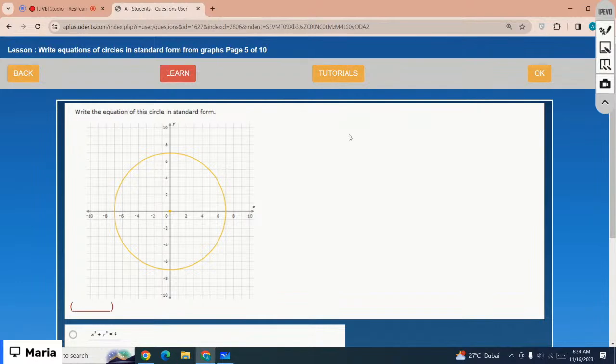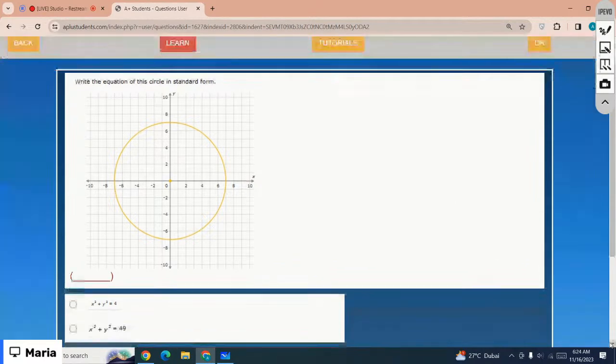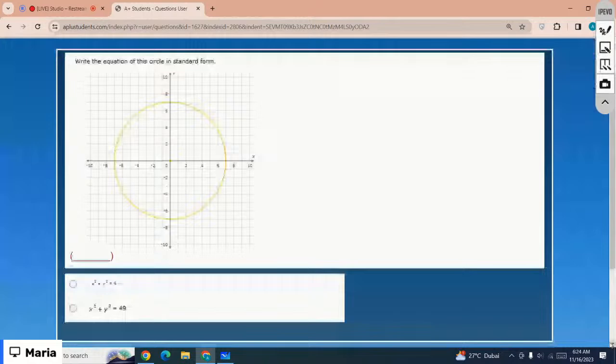Okay, now you have to answer, right? The equation of the circle in standard form. So which is the correct option? Option 1 or option 2? Which option is the correct one?